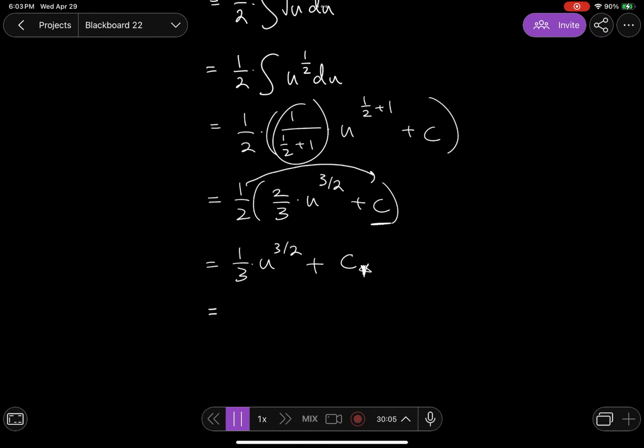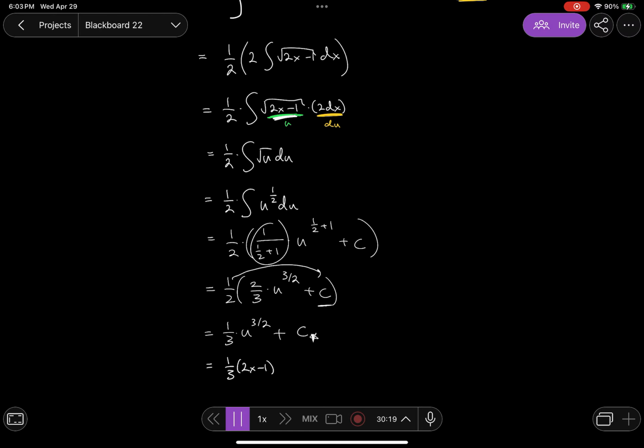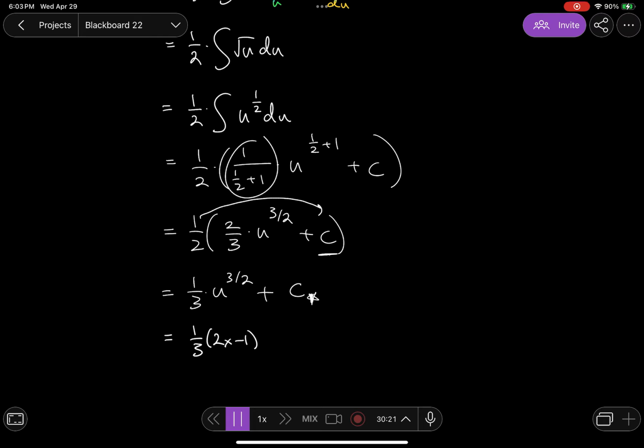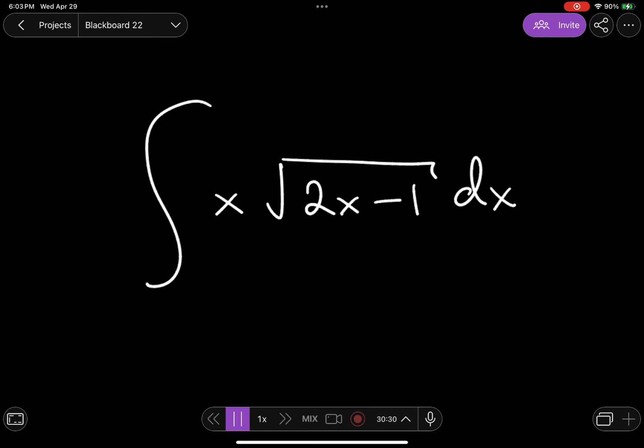Of course, we don't want to answer an English question in French, so I'm going to resub back in what u was. It's going to be 1/3 times 2x minus 1, because that is the same thing as u, right? u is 2x minus 1, to the 3/2 plus C star. Done. Getting more practice. Oh, things just got a little bit trickier.